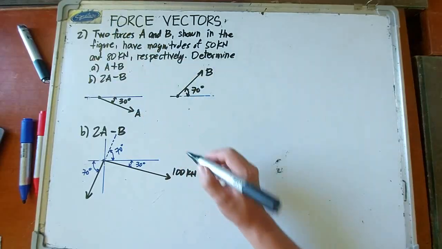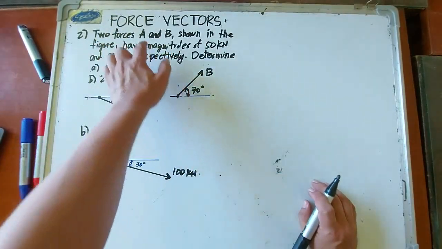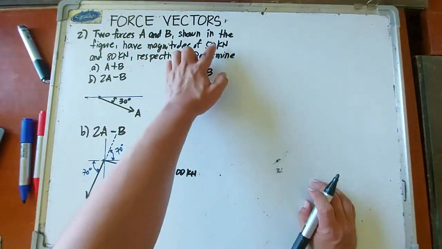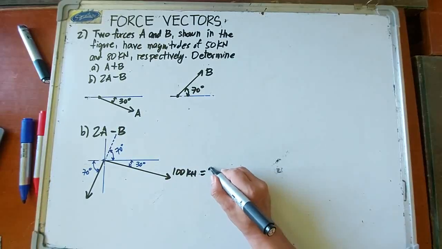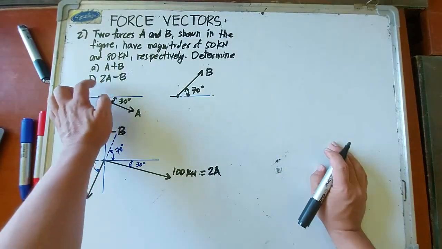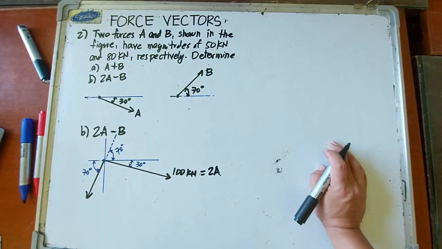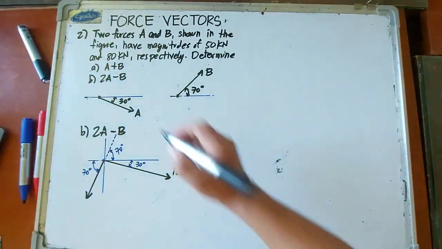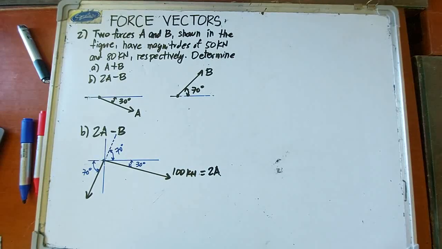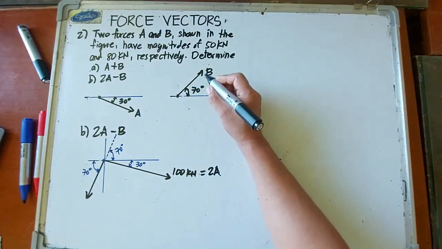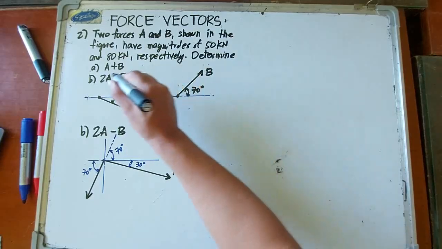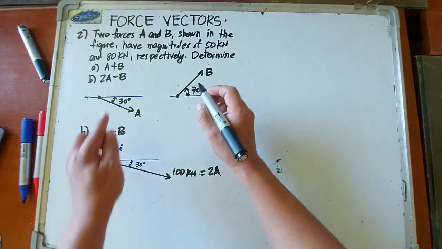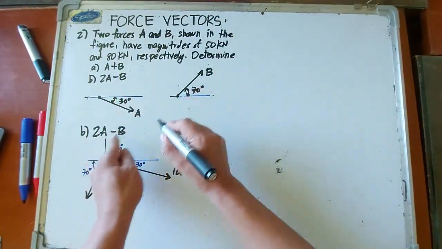So 2A. Let's consider the first term first. 2A is twice the magnitude of A here, which A originally is 50 kilonewtons. So this becomes 100 kilonewtons. We multiplied it by the scalar quantity 2, so that would increase the magnitude to 100 kilonewtons. And minus B. So we have negative B. Multiplying B by a negative scalar would change the direction of force B. So originally this is the direction of force B. Since it is multiplied by a negative scalar, that would change the direction. So it's opposite. We just reverse it, like mirroring it.